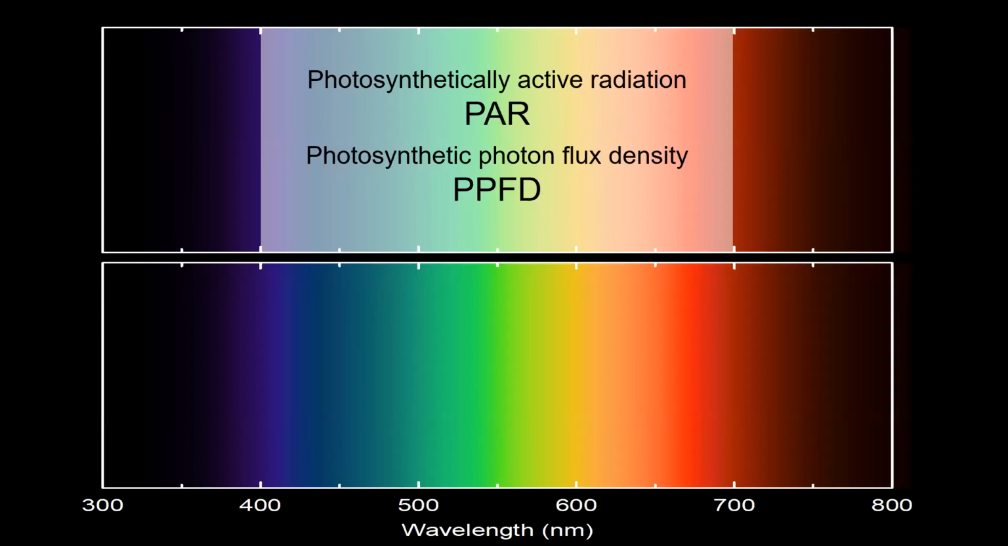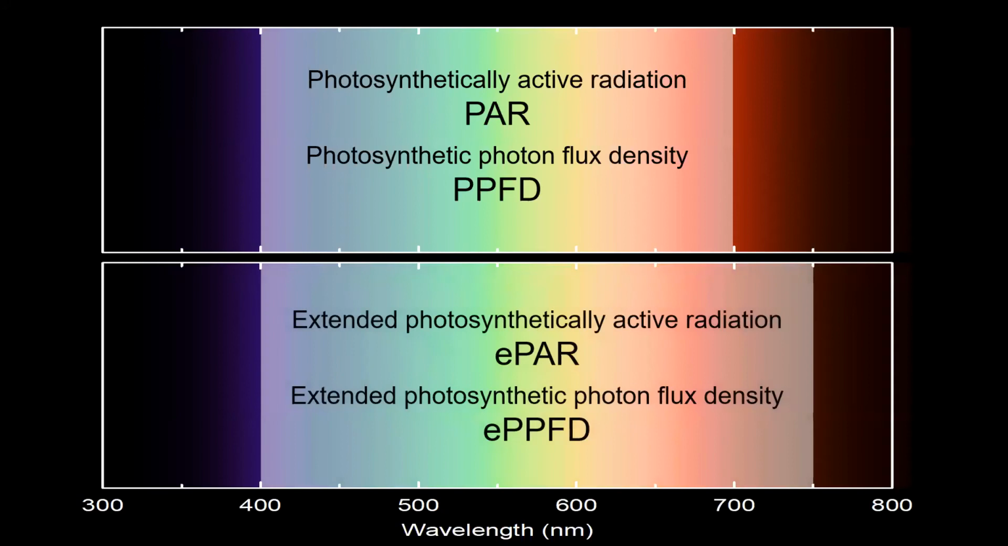But recent work out of this lab and one of my committee members' labs, Mark Van Iersel at UGA, primarily done by Shuyang Zhen, shows that this region should probably be expanded out to 750 nanometers. These photons from 700 to 750 also appear to be photosynthetic. So we've expanded this definition. We've said extended photosynthetically active radiation and stuck a little E in front of this.